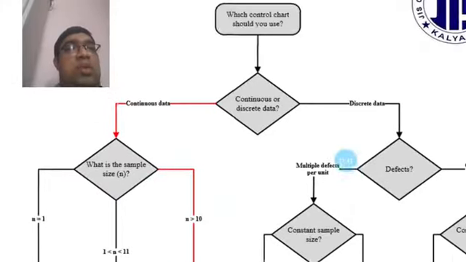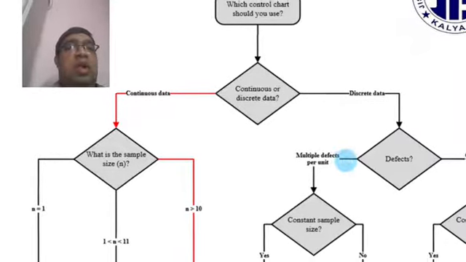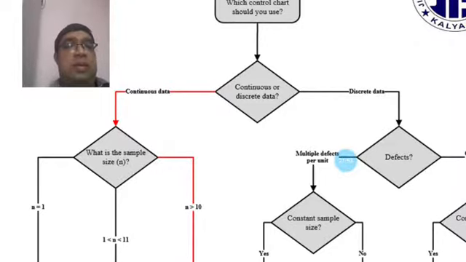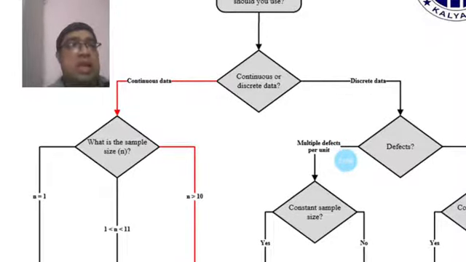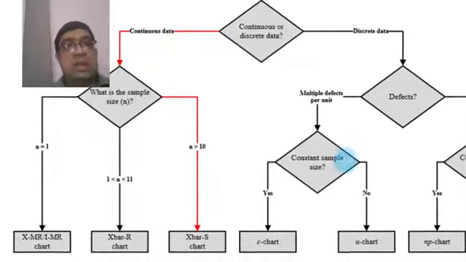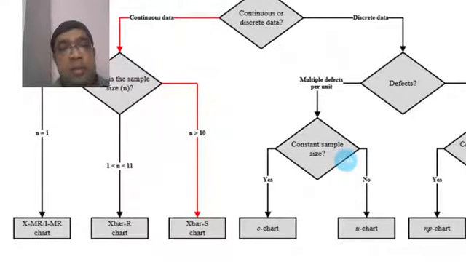The first thing to concentrate on is which control chart should be used. First you need to determine whether the data is continuous or discrete. For continuous data, what is the sample size n? For discrete data, it is about defects. When the sample size n equals 1, the XmR or I-MR chart is used.